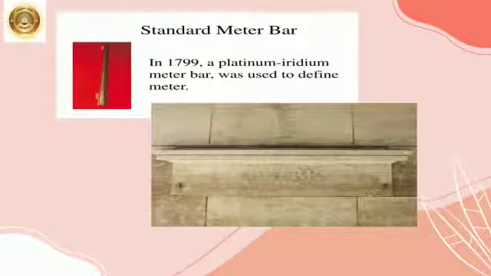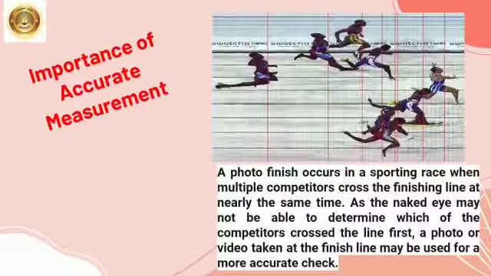2 fine lines are engraved on the platinum iridium bar kept in the International Bureau of Weights and Measures at Paris. The distance between these 2 lines is accepted as the standard meter. Importance of accurate measurement. Is it necessary to make measurements accurately? Yes. How accurate a measurement must be depends on its purpose. Accordingly, an appropriate device has to be used for the measurement.